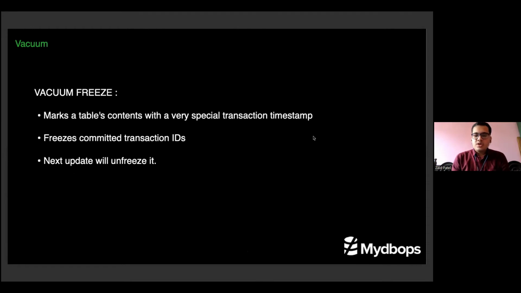So vacuum freeze marks the table's rows with a unique timestamp so that it can be determined if it is a future transaction or a past one. So that transaction IDs get freed up and can be used for the newer transactions. But the next update on the table will unfreeze the IDs. So this is very helpful in transaction ID wraparound. To overcome this, we can use a vacuum freeze.